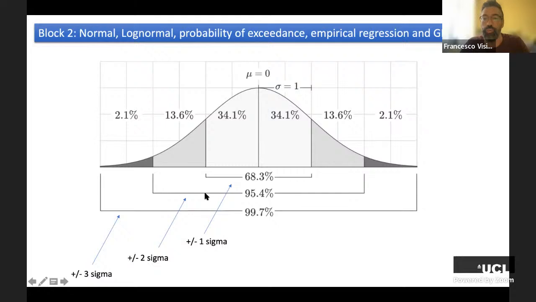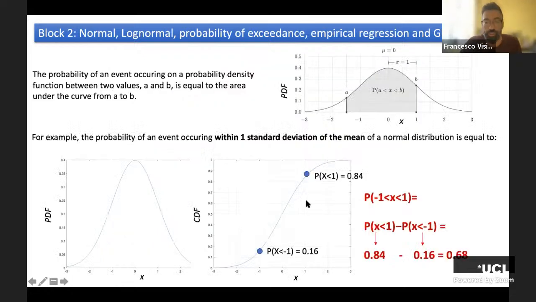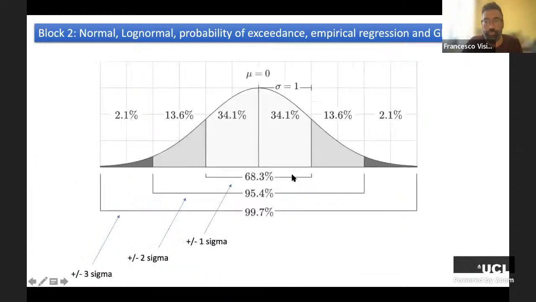If we are interested to see the probability of an event occurring within 2 standard deviations, this probability is approximately 95%. 3 standard deviations is approximately 99.7%, almost 100%. And these values are obtained just using these graphs and this calculation.